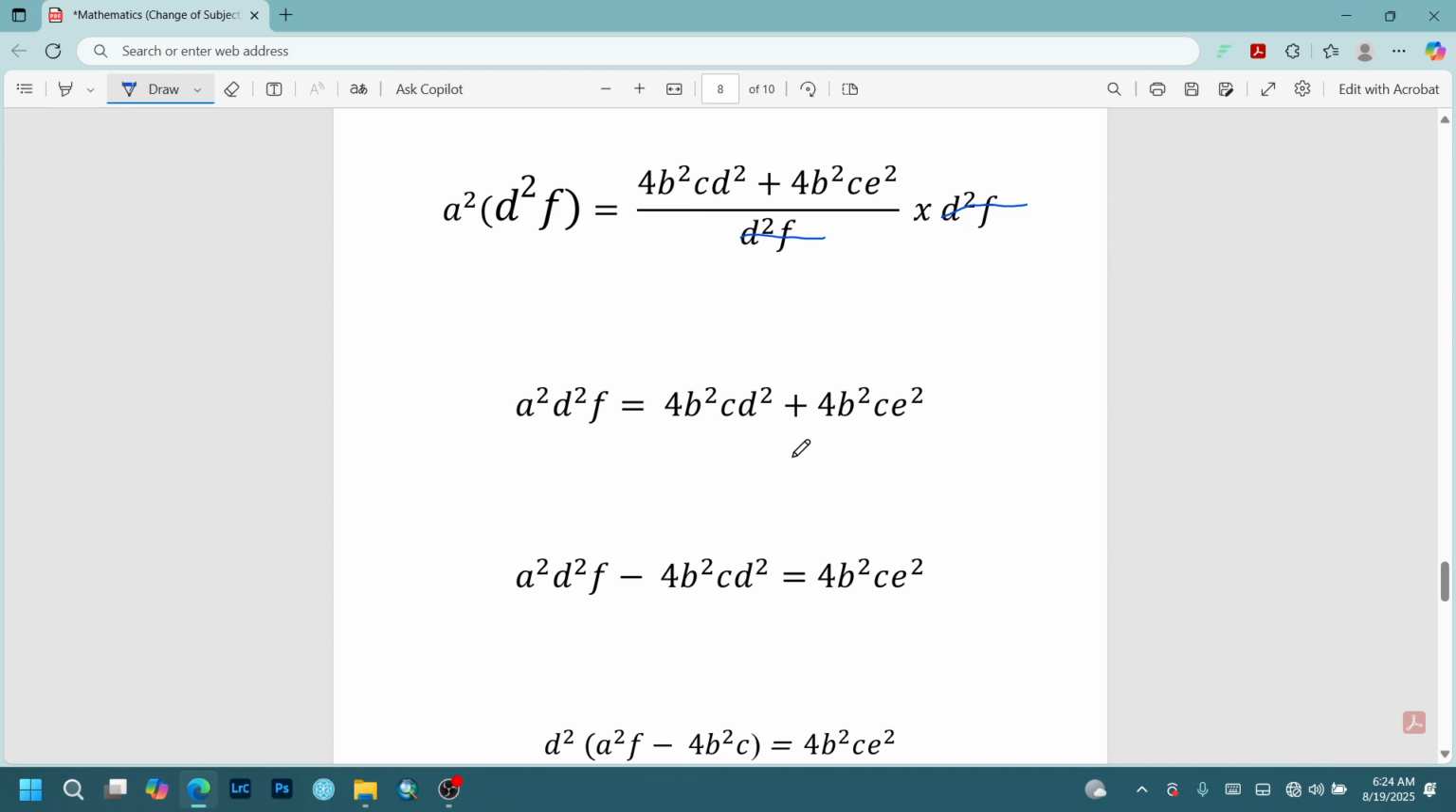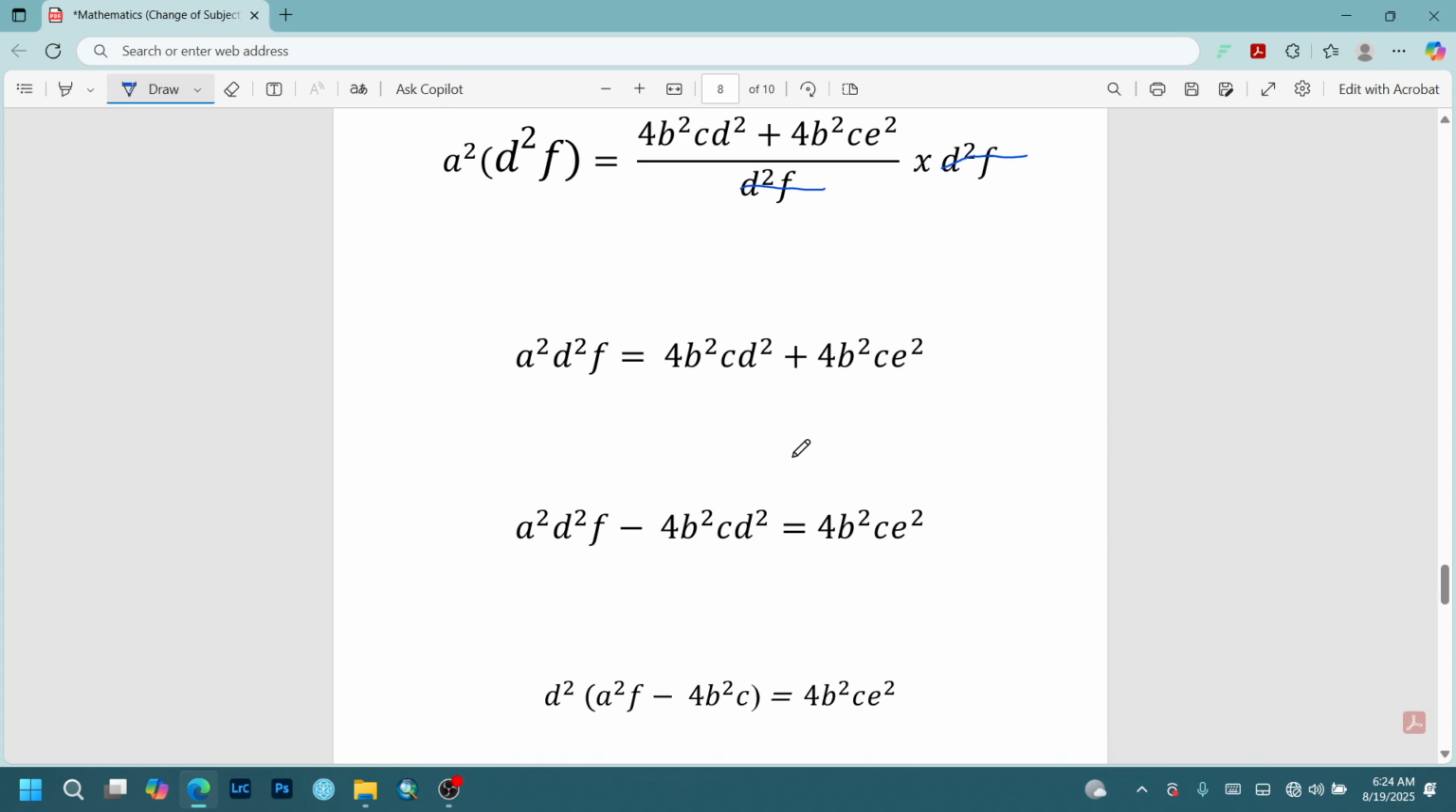We have a squared d squared f minus 4b squared cd squared equals 4b squared ce squared, right? So we want d squared rather, yes, d squared, that we want to become the subject of the relation. So we have to group like terms. Sorry about that. It's not a squared, it's d that we want to become the subject of the relation.